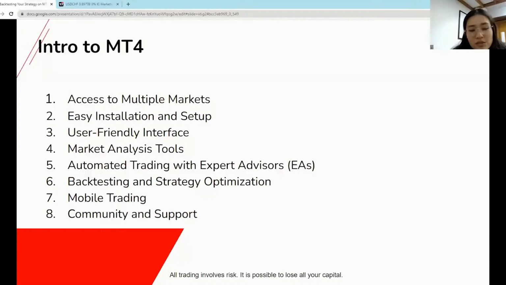Mobile trading. Both MT4 and MT5 offer mobile versions for both iOS and Android, so you can monitor the markets and manage your trades on the go.